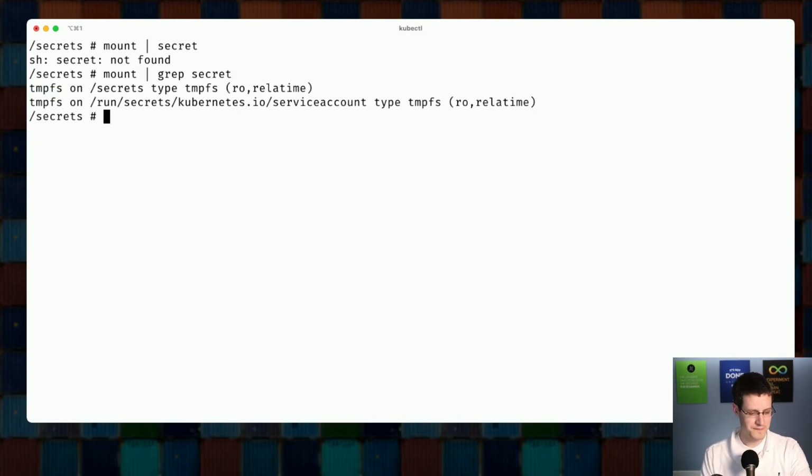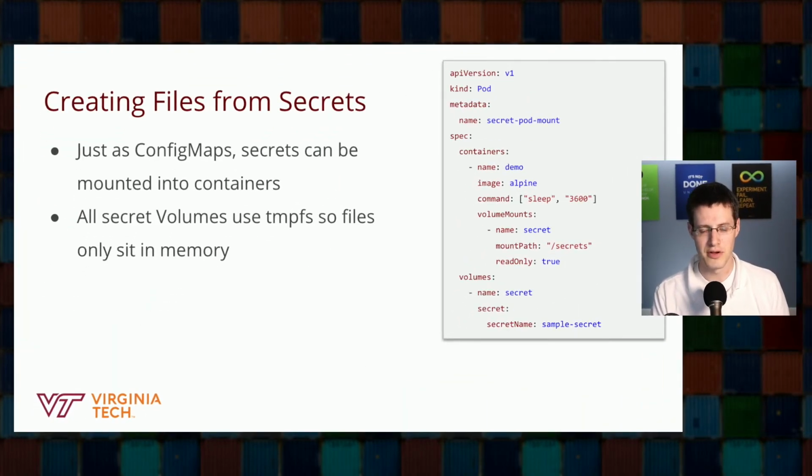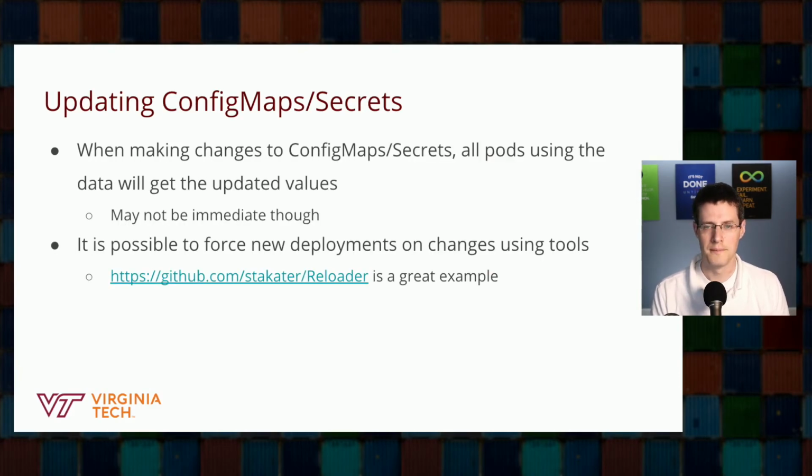Okay, so that's more or less how secrets and config maps and all that kind of stuff work, and how I can make those available to my applications as they're running. One last thing, and I'll do a demo of this, is when I make changes to a config map, all the pods that are using that will get the updated values.